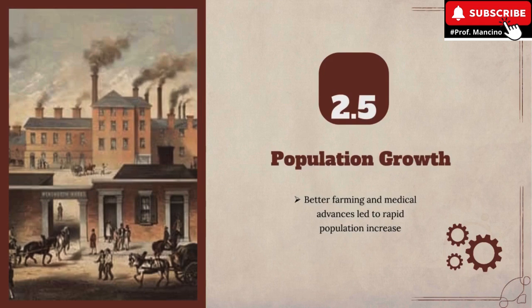5. Population growth. This was a cause and a consequence at the same time. Better farming and medical advances led to rapid population growth. This increased the demand for goods and led to factories hiring more workers.